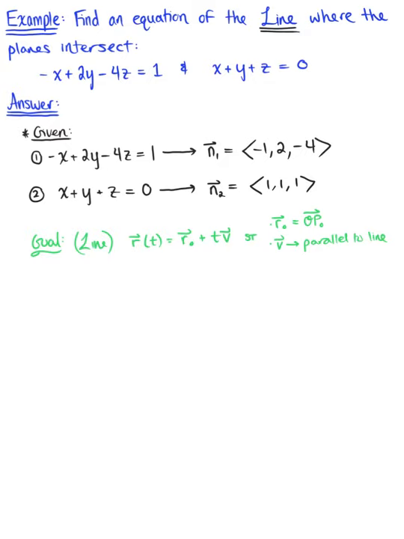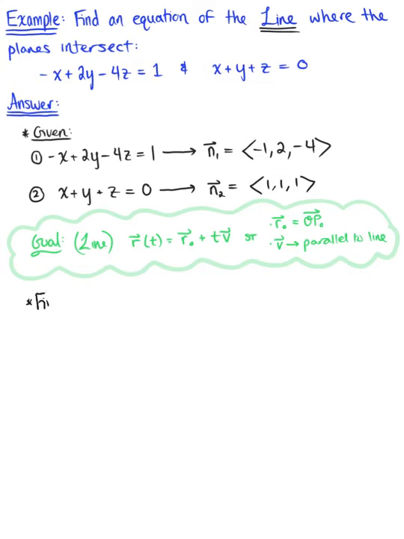So, in order to find this line of intersection, we need to find a point on the line and on these two planes, and we also need to find a vector that is parallel to the line. So here we go. Step number 1. Let's find a point P naught.